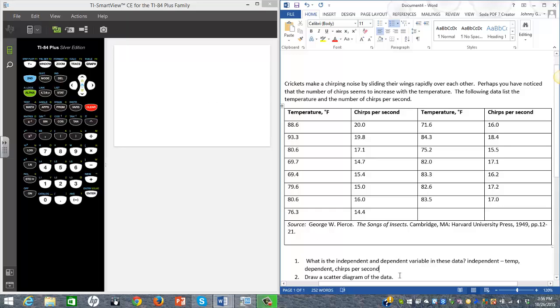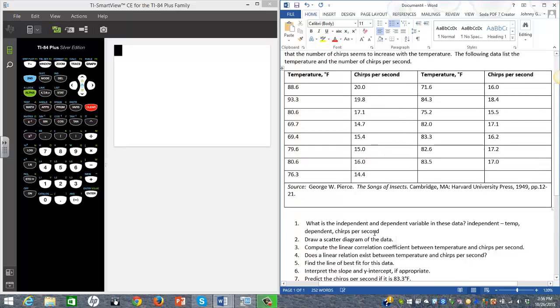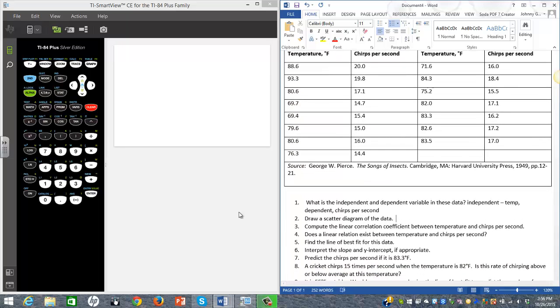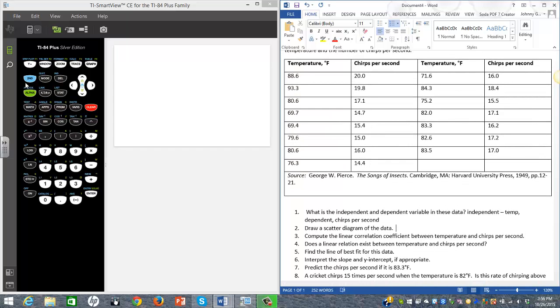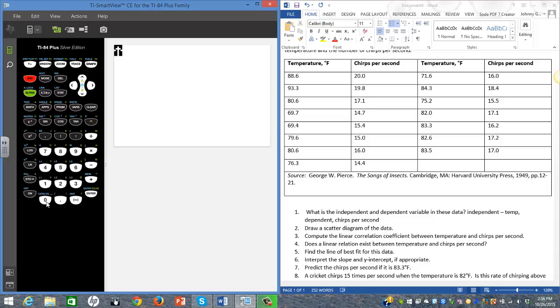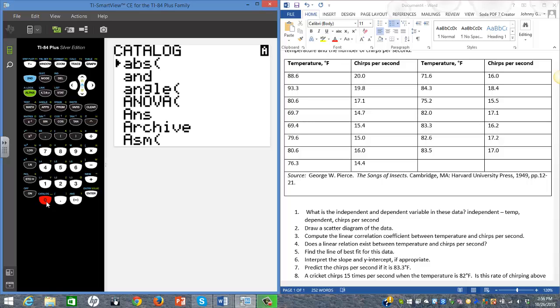So I'm going to put this into a scatter diagram of data. Before I do that, I want to turn my diagnostics on so that I can do the next step, which is compute the linear correlation coefficient. You only have to do this one time. Once we've done this for the first data set, you shouldn't have to do it anymore after this.